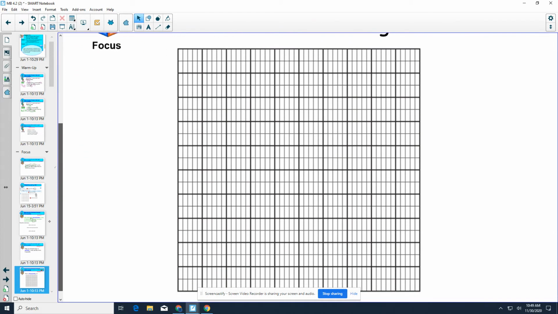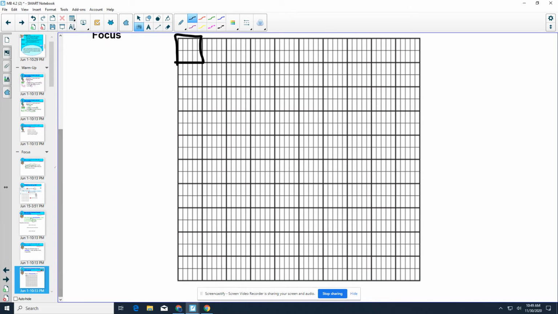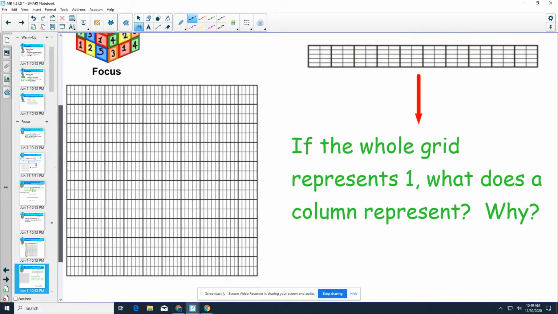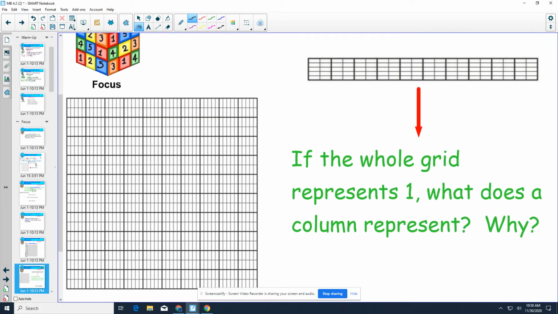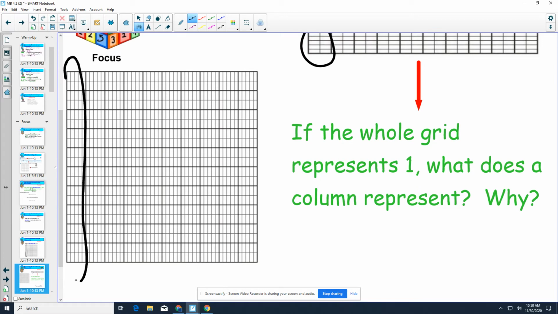Okay, so you can see here this is a thousands grid. Each square here is worth 10, so this is 10 thousandths. This whole thing here would be... think about that. So take a minute, think about that as we move on to the next slide. But if this is 10 thousandths, so 10 parts of 1,000, then if we look here, just like we talked about, one of these would be 10 thousandths. So think about what one whole row here would be.